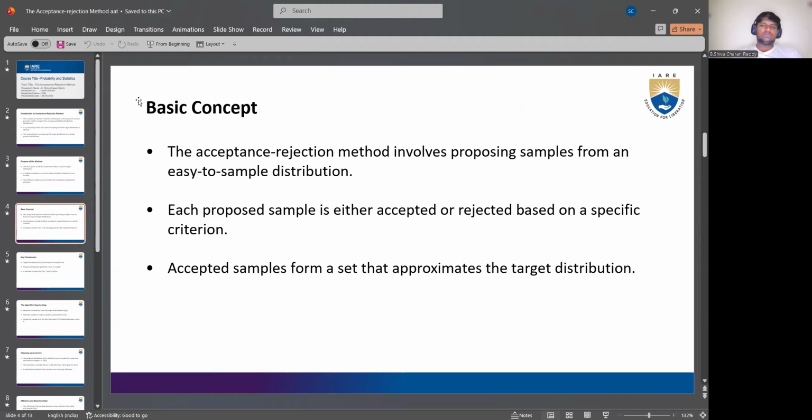Coming to the basic concept of this method, the acceptance rejection method involves proposing samples from an easy to sample distribution. Each proposed sample is either accepted or rejected based on a specific criterion. Accepted samples form a set that approximates the target distribution.